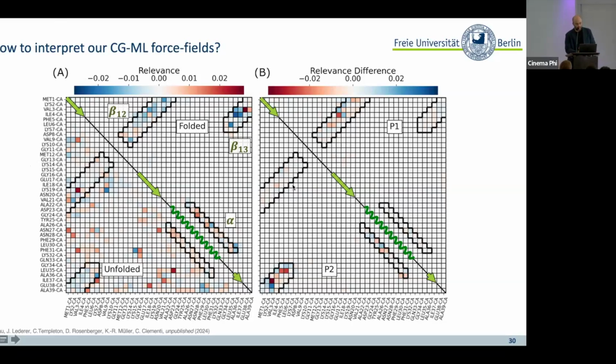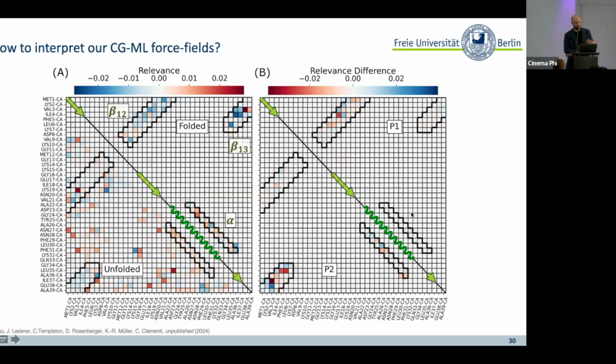On the right, instead, we are looking at the relevance difference between the structure in the folded state and the structure in the P1 or P2 state. What does it mean? It means that if this is red, this relevance information indicates that this is less stable from the energetic point of view compared to the folded state, while if you see something white, essentially this is as stable as in the folded state.